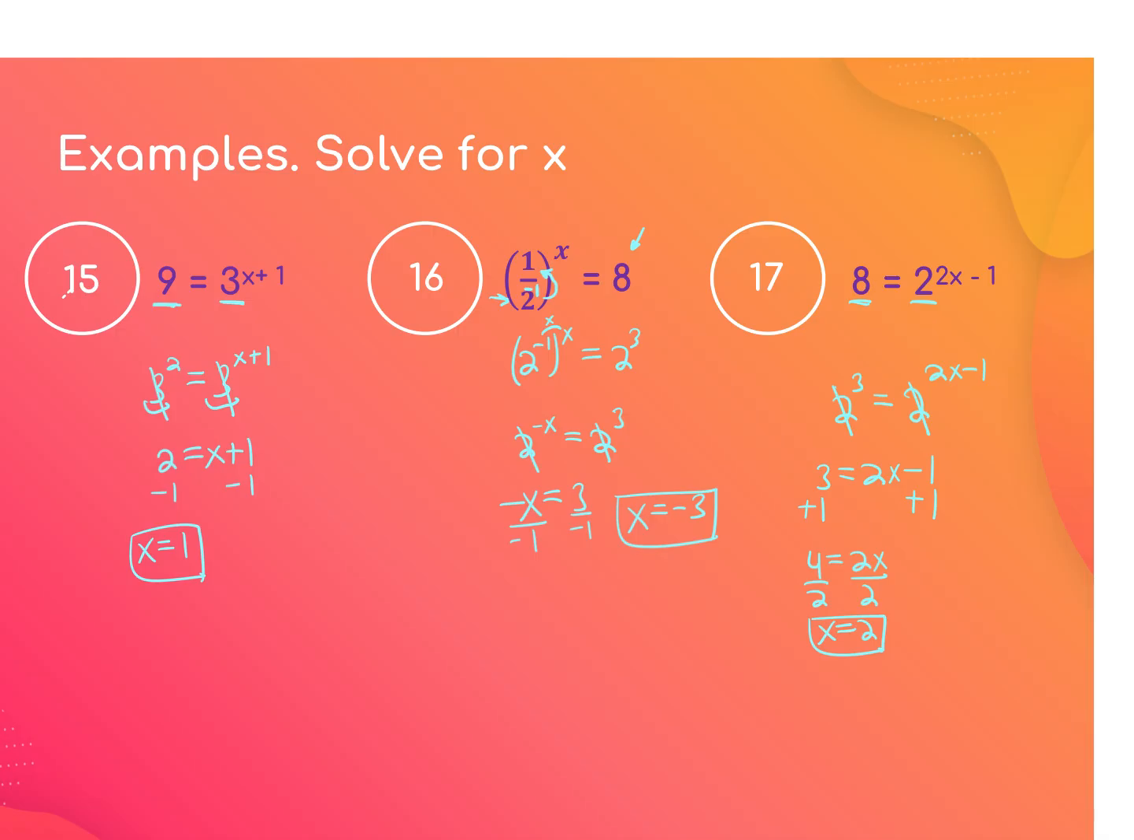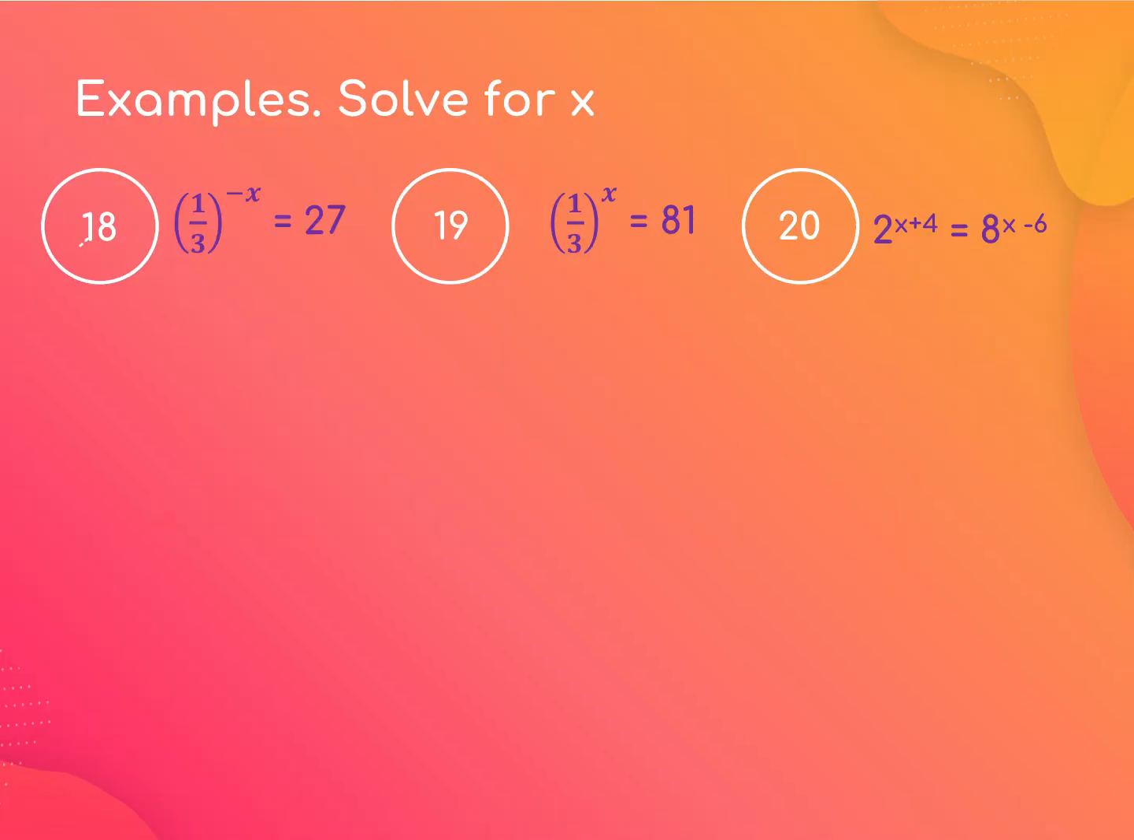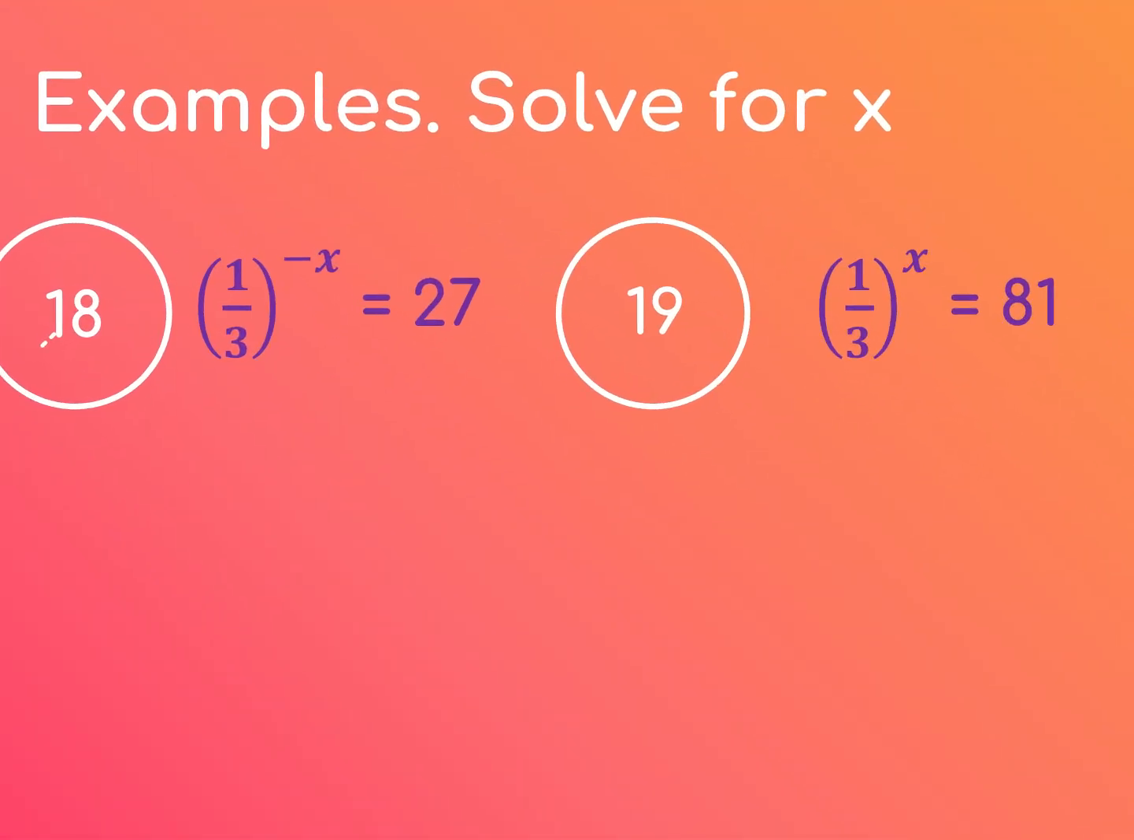The next few examples are going to be exactly the same. So let's try the exact same thing with these next few examples. All right, so number 18, I have 1/3 to the negative x equals 27. Same exact idea as the one that we just did, right?